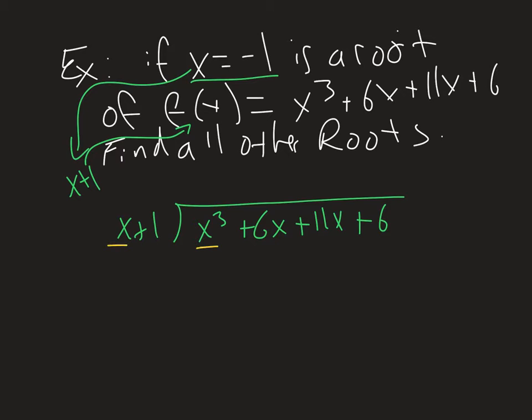Again, we're going to look at leading terms. Ask ourselves, what times x makes x cubed? Well, x squared. So we get x cubed plus x squared. We're going to subtract that off. And then we get 5x squared. Oh, forgive me, there should be a 6x squared up there.